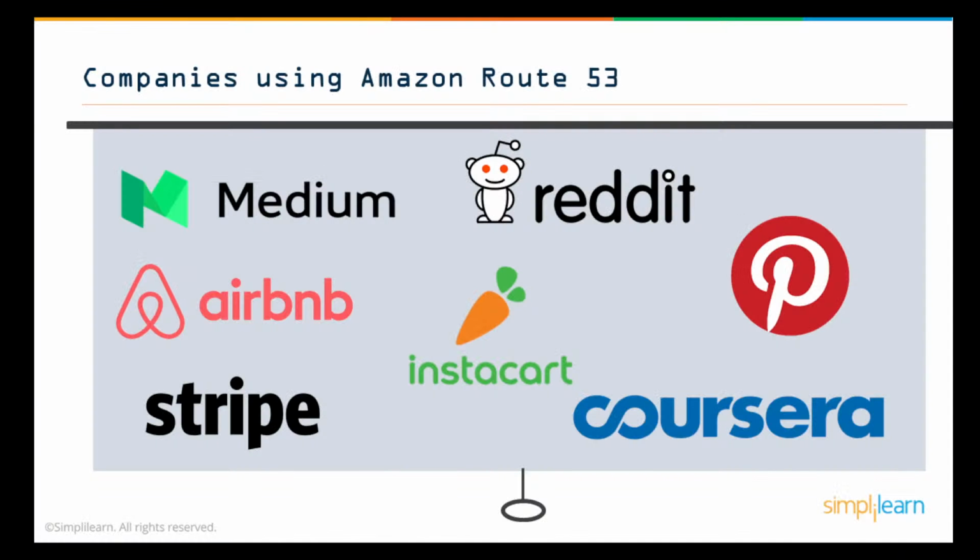What companies are using Route 53 mostly? Airbnb, the apartment rental service, Reddit, Instacart, and then I think Pinterest, Stripe, Medium. These are some of the big companies that are presently using Route 53 for their domains. So when you type airbnb.com, reddit.com, or any of these domains, the request is routed to the servers on AWS with the help of Route 53.